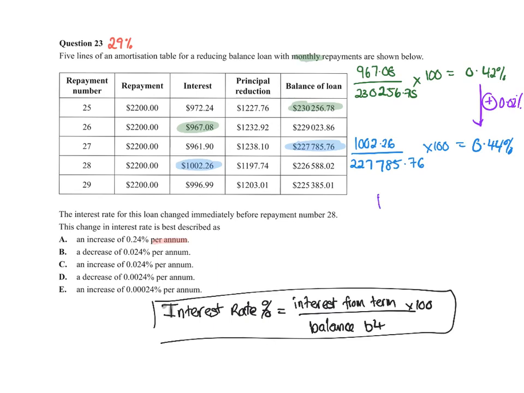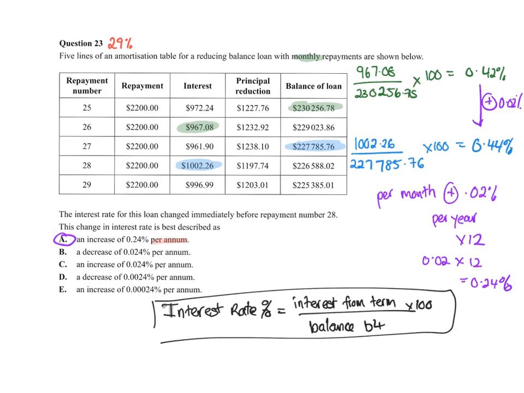So per month it went up by 0.02%. If I want to get per year, I'm going to times it by 12. Yeah? So 0.02 times 12 equals 0.24%. So the change is actually A.